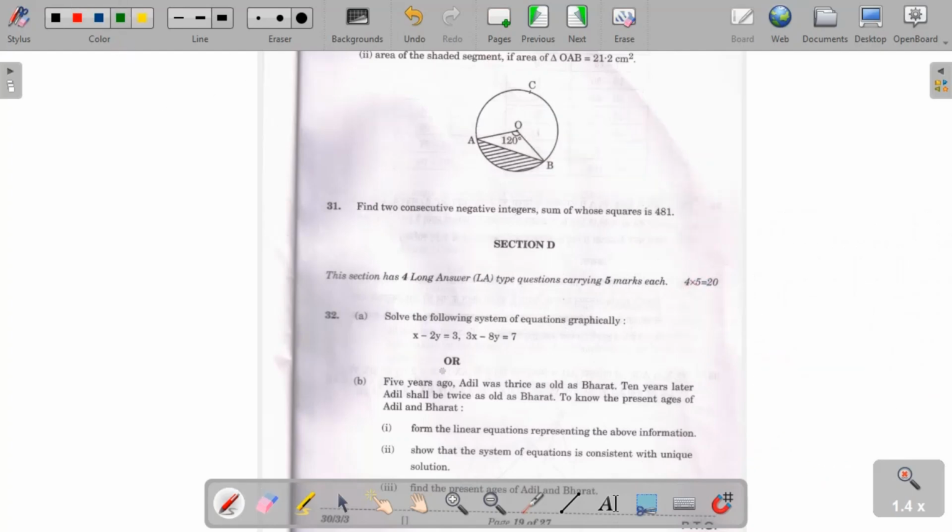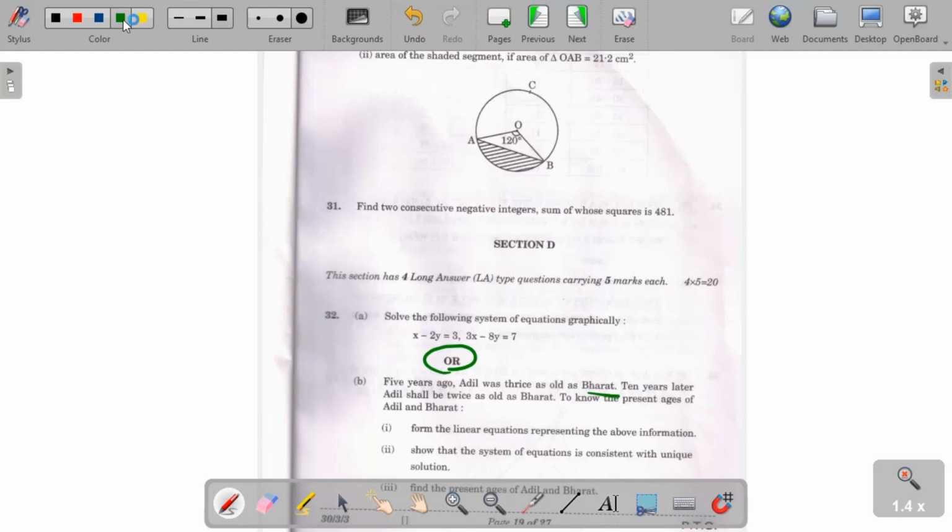So here it is the OR option. 5 years ago, Adil was thrice as old as Bharat. 10 years later, Adil shall be twice as old as Bharat. To know the present ages of Adil and Bharat, form a linear equation representing the above situation. Show that the system of equations is consistent with unique solution.